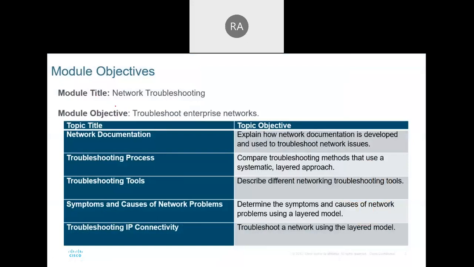So the objectives for this particular chapter: we're going to talk briefly about network documentation. We're going to talk about the troubleshooting process, troubleshooting tools, symptoms and causes of network problems, and troubleshooting IP connectivity. Now, when I'm done with all this theory, I will also talk to you guys from my own little experience on troubleshooting the network briefly, which is most of the time what you come across. But let's go through some of the theory to see what it has to tell us.